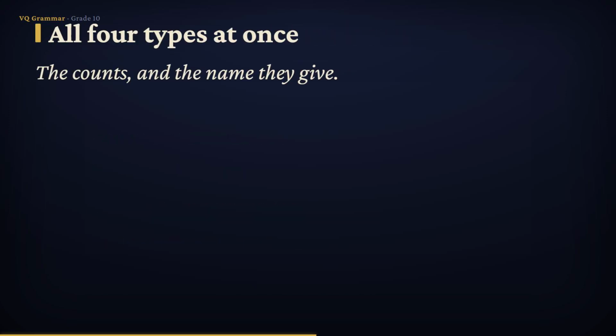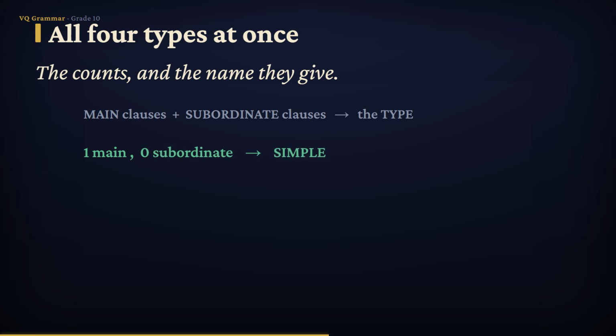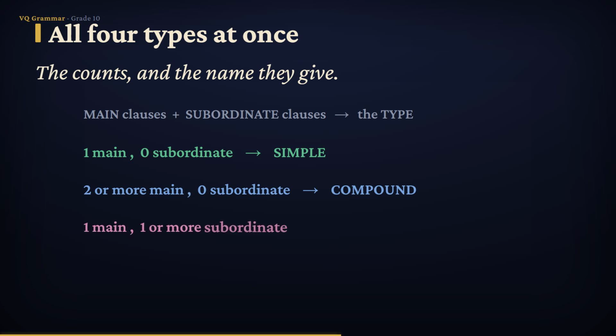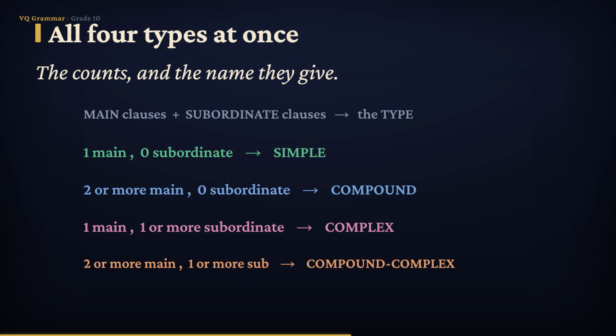Let's put all 4 sentence types side by side, because seen together they make one clean little table. One main clause and no subordinate clause, that's a simple sentence. 2 or more main clauses and still no subordinate clause, that's a compound sentence. 1 main clause with a subordinate clause attached, that's a complex sentence. And 2 or more main clauses with a subordinate clause in the mix, that's compound complex.